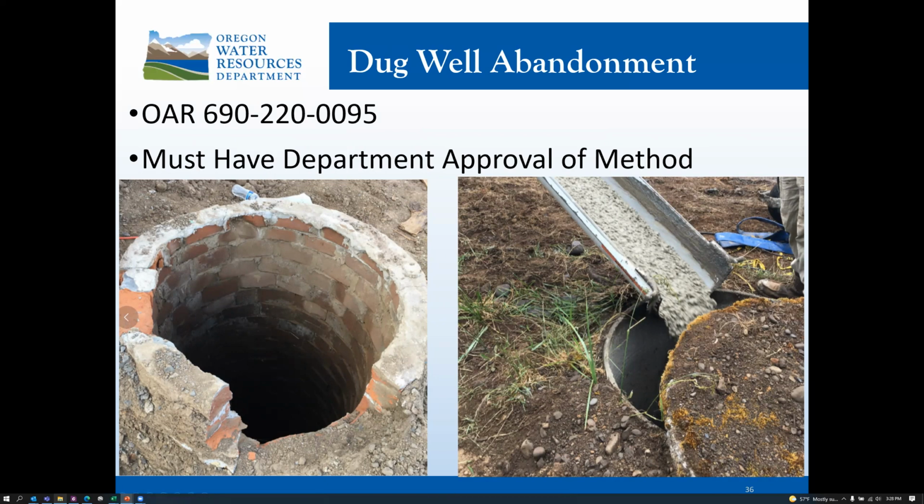This request for or detailing of your plans must include the location of the well, the name of the landowner, well diameter, well depth, depth to water, and type of well casing or liner material, if any, as well as the proposed method of abandonment. A method to be used in the abandonment will be approved by the department if the method will adequately protect the groundwater resource.